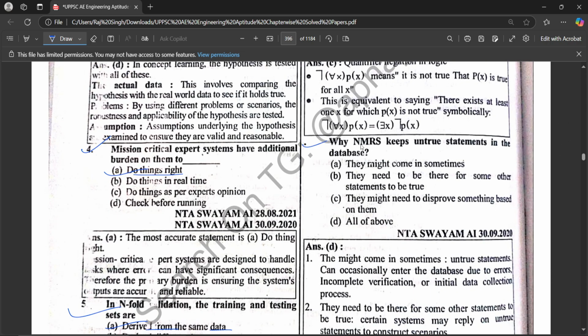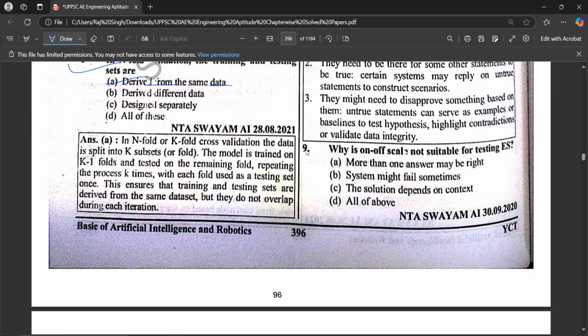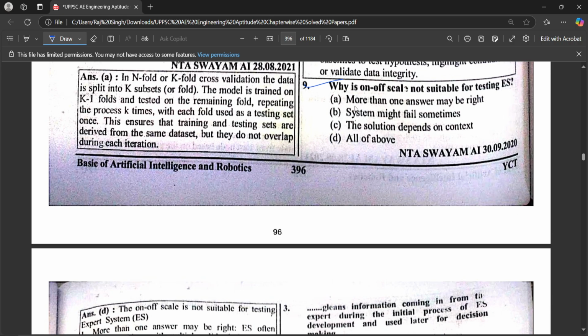Why do NMRS keep untrue statements in the database? Because they might come in sometime, they need to be true for some other statement to be true, they might need to disprove something based on them, and so all of the above. Why is the OP scale not suitable for testing ES? Because more than one answer may be right, some systems might fail, sometimes the solution depends on the contestants. All of the above.